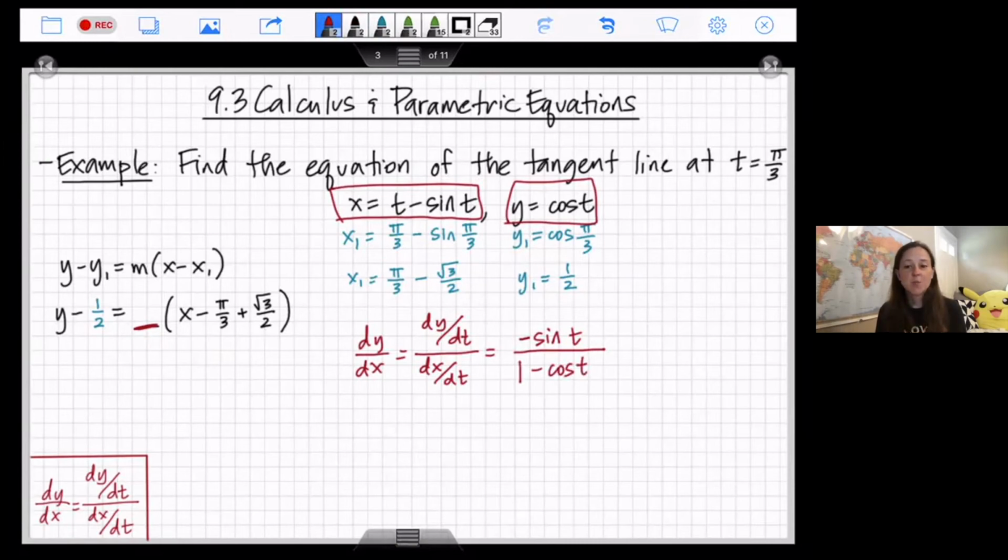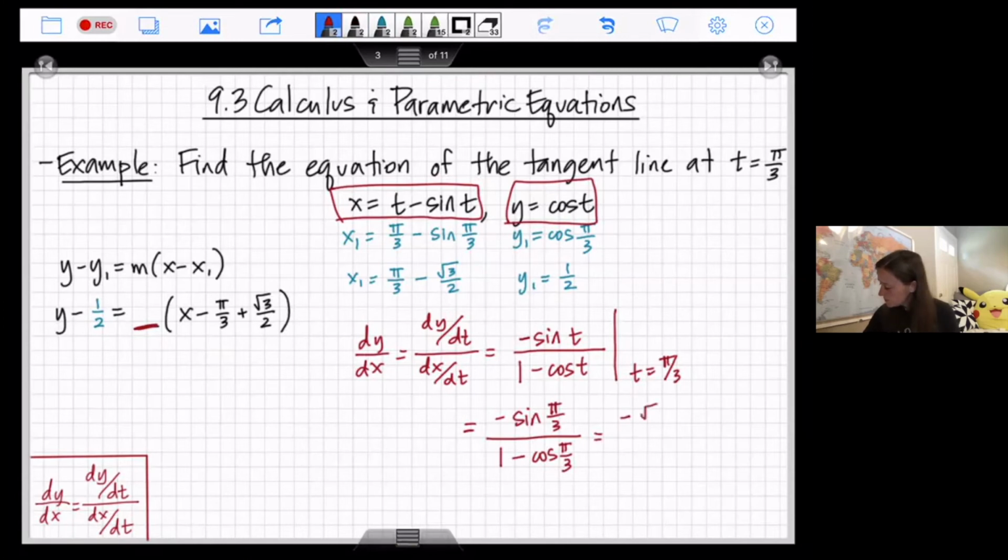Again, we don't care about that slope except when t is equal to pi over 3, so now we need to plug in t equals pi over 3 here. Negative sine of pi over 3 on top, and then 1 minus cosine of pi over 3. Thankfully, we've already evaluated these. Sine of pi over 3 was root 3 over 2. On the bottom, I've got 1 minus cosine of pi over 3, which was 1/2. Again, those are just values from the unit circle. So I've got negative root 3 over 2, over 1 minus 1/2, which is 1/2.